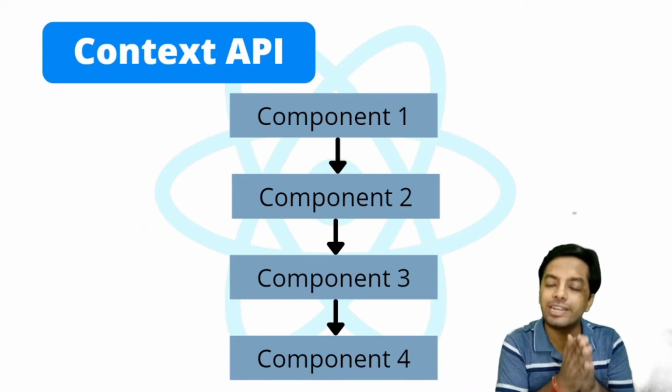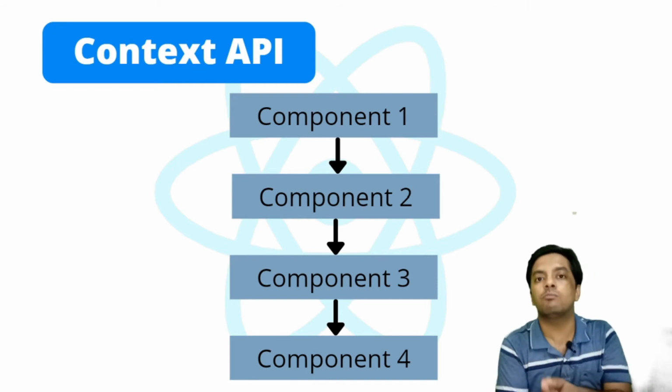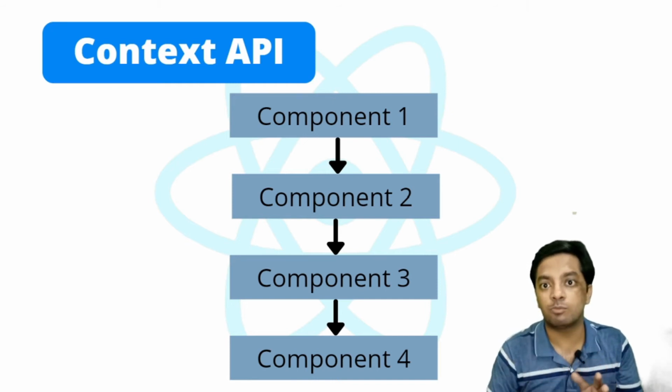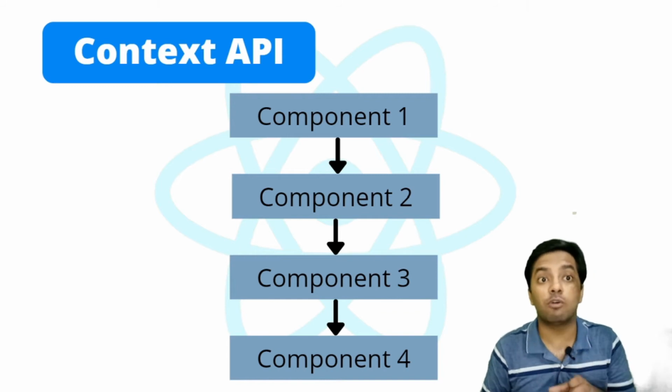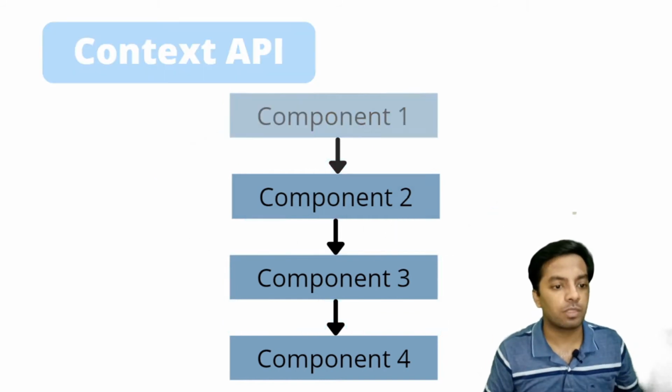Okay. So now we can directly pass the value from component 1 to component 4 without passing them to component 2 and 3. This is what Context API helps us in doing.